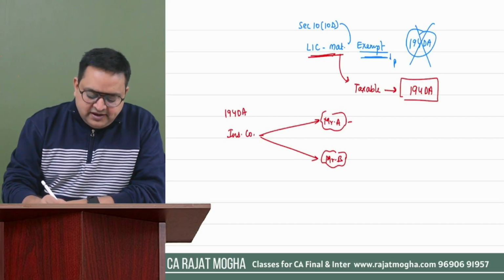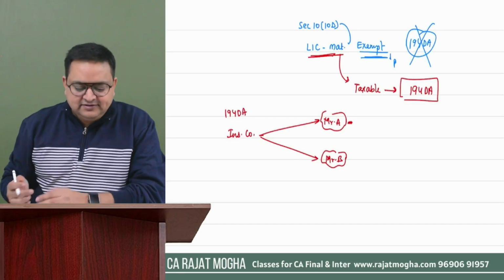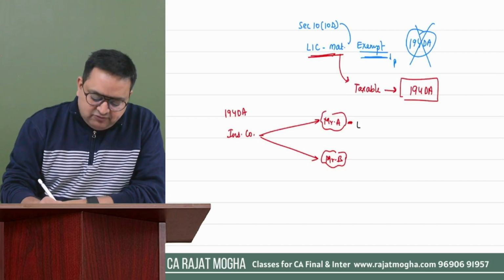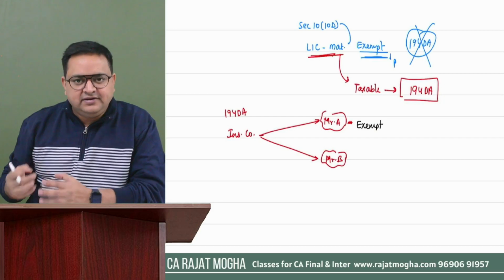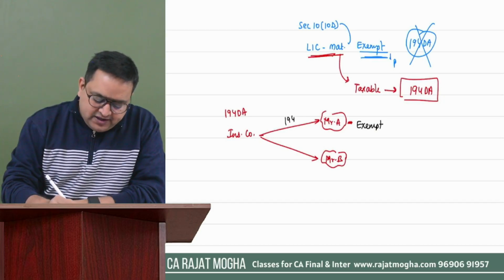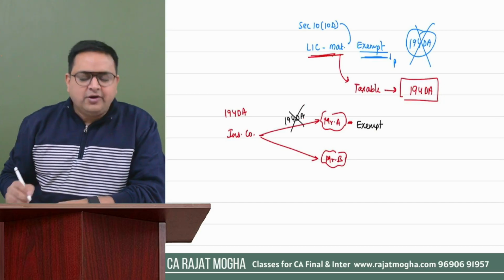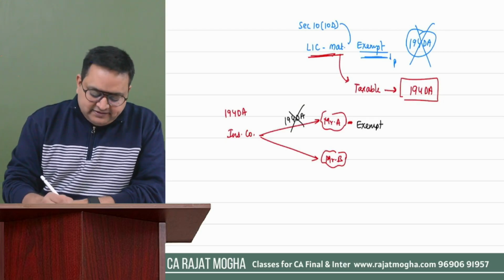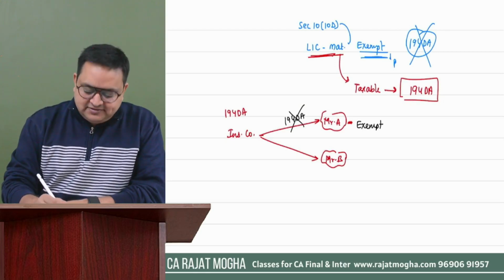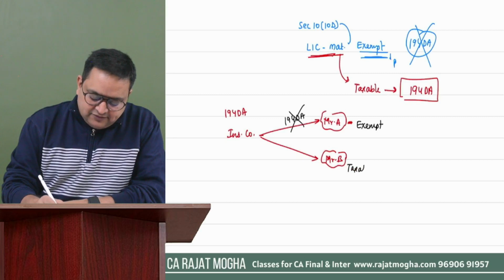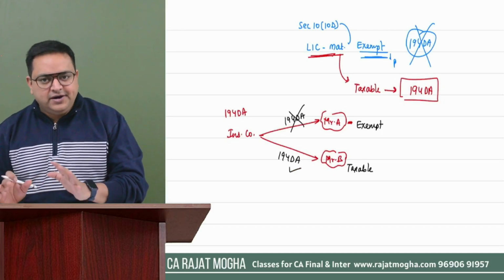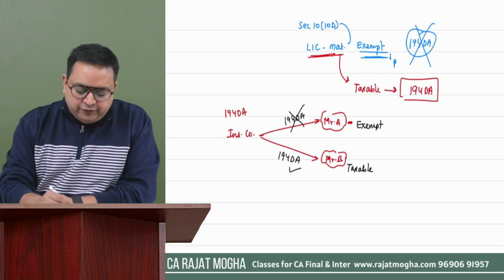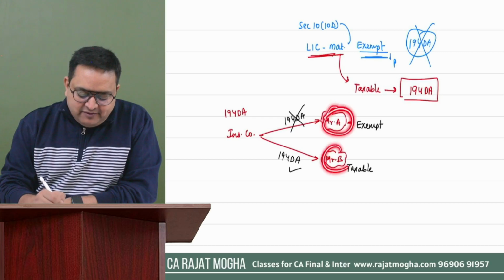Let's say for Mr. A, when he is receiving this amount, it is exempt. This amount which is received on maturity is exempt for Mr. A. Then 194DA will not come into picture. We are not going to deduct TDS. But let's say in the hands of Mr. B, this amount is taxable. If this amount is taxable, then of course 194DA will also come into picture. Then TDS will be deducted. Got it?